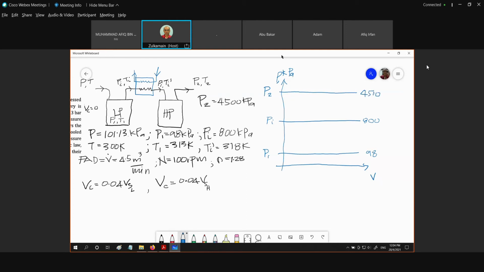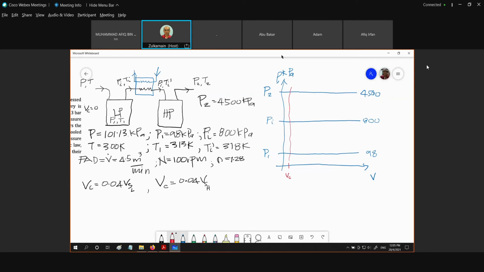And then we have 4500. If you see the pressure ratio, P2 per Pi is 4500 divided by 800, and for the low pressure compressor it is 800 divided by 98. And due to the same VC, okay, this is our VC, both having the same VC, which is VC equal to 0.04, either for low pressure or the high pressure, they are the same.